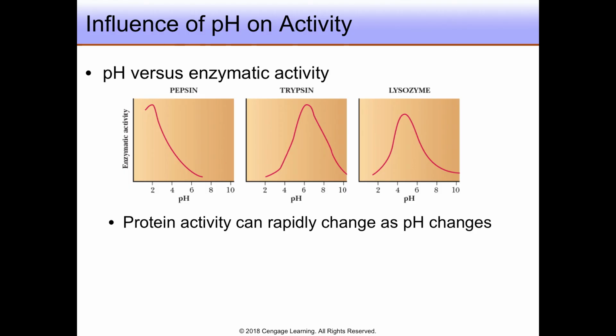If we graph enzymatic activity as a function of pH, we find that each enzyme has a pH range of activity. Some have a broader and some a more narrow range. The lesson here is that when it comes to biological systems, pH always matters.